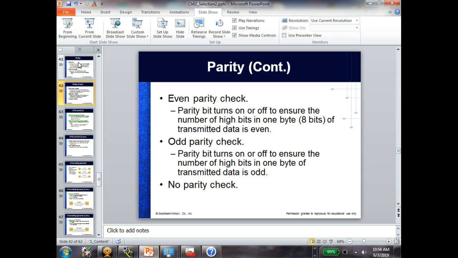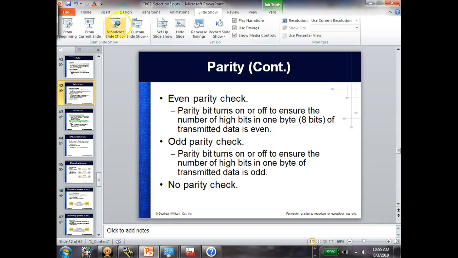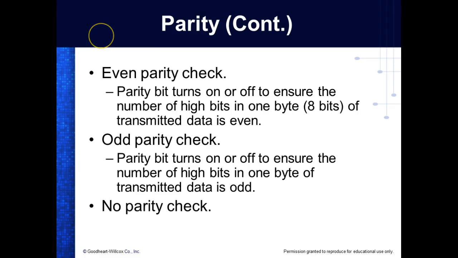So even parity, what we do, has nothing to do with whether a number is even or odd. What it does is it puts a 1 or a 0 in the parity bit to keep the total number of ones in your data bits always even. Does that make sense? So let's just come up with a code. What was our code for an uppercase C? 4-3.